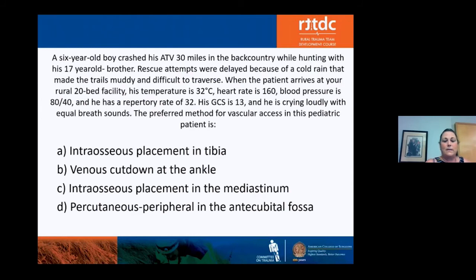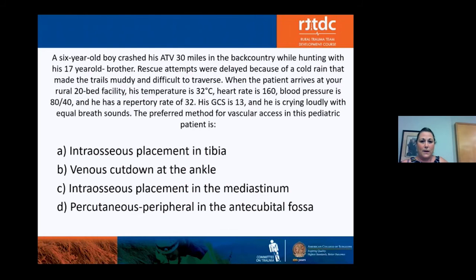The preferred method for vascular access in this pediatric patient is A, intraosseous placement in the tibia, B, venous cutdown at the ankle, C, intraosseous placement in the mediastinum, D, percutaneous peripheral in the antecubital fossa.